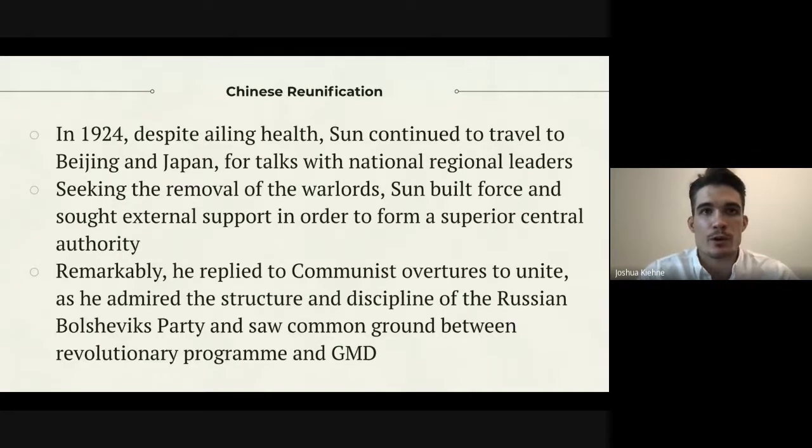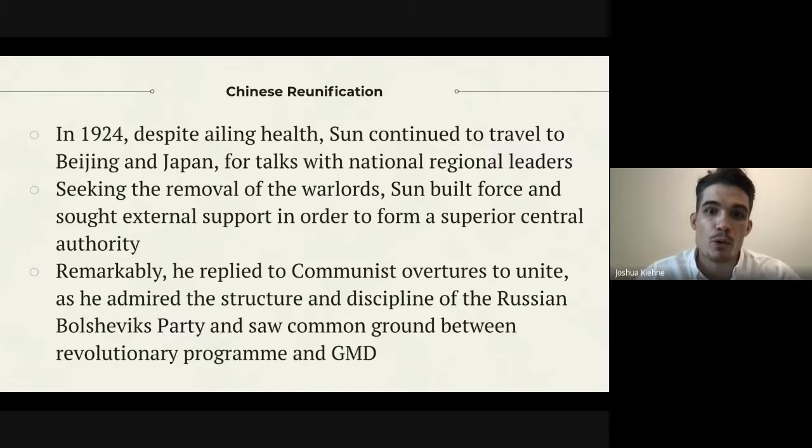In 1924, despite all of the circulation and discussion, further writing, further clarification of the ideology, the establishment of the military arm of the GMD, Sun's health, and the continued prevalence of the warlords mean that Chinese reunification has not yet come about. He begins talks because of this with national regional leaders around China, trying to gain further support. He travels up to Beijing, and he tries to gain support within the warlords and external support in order to get rid of the Beiyang clique and those who would oppose him.